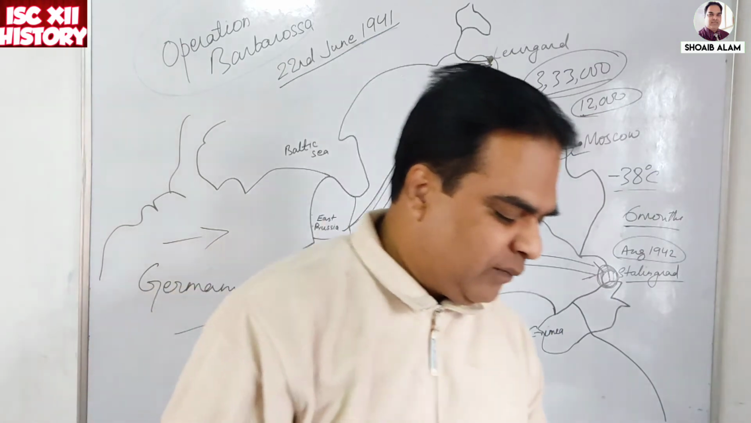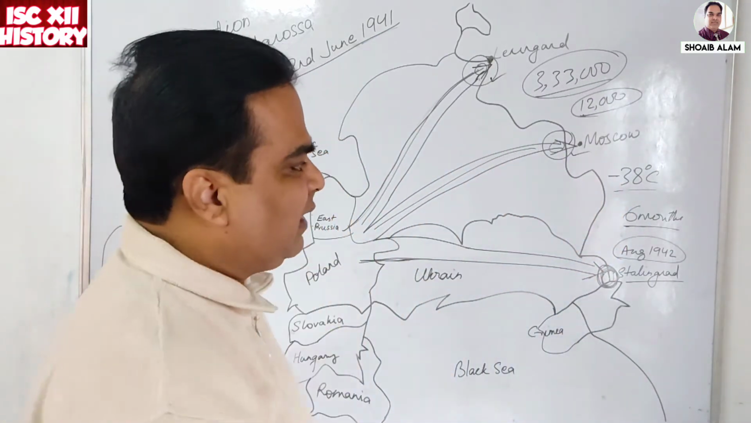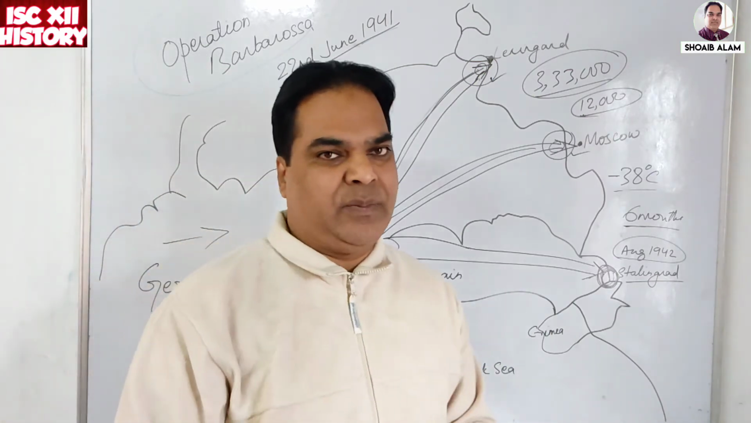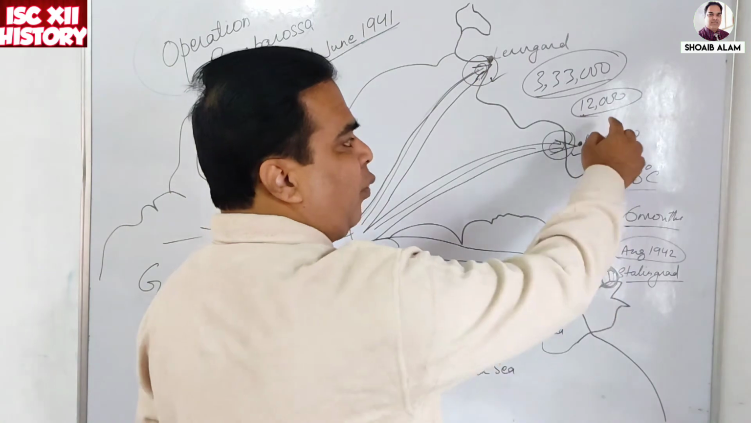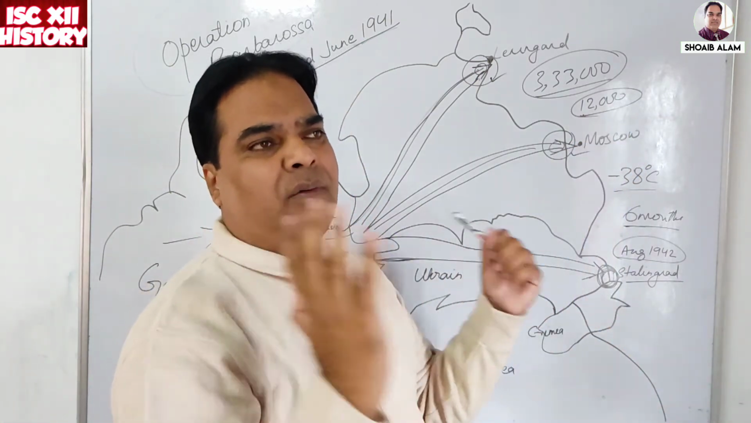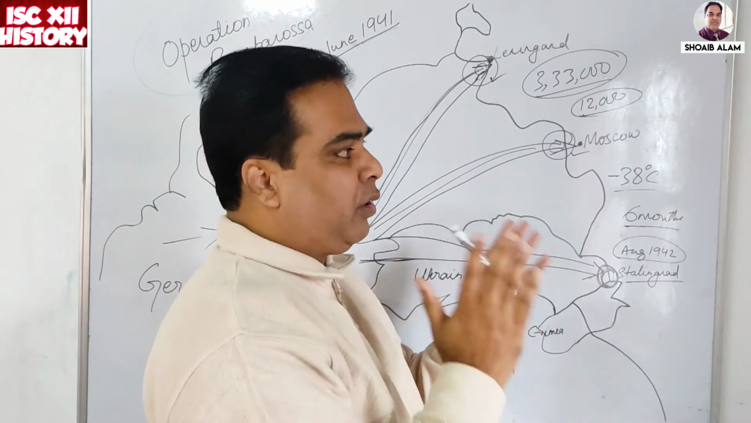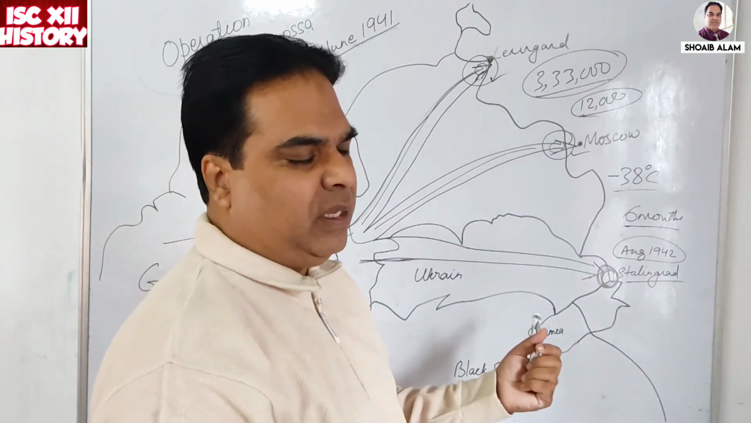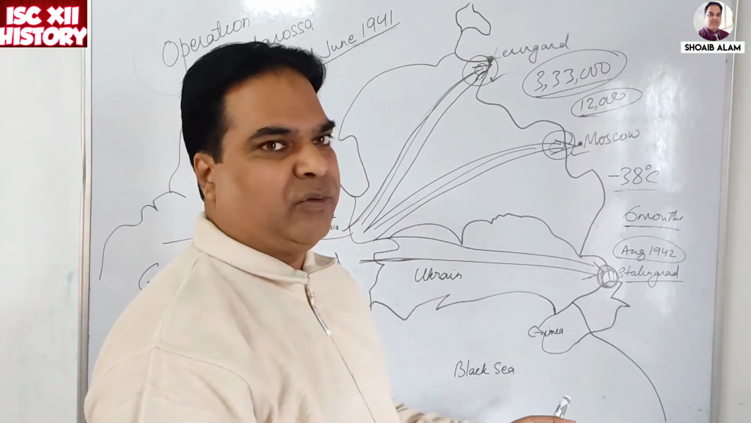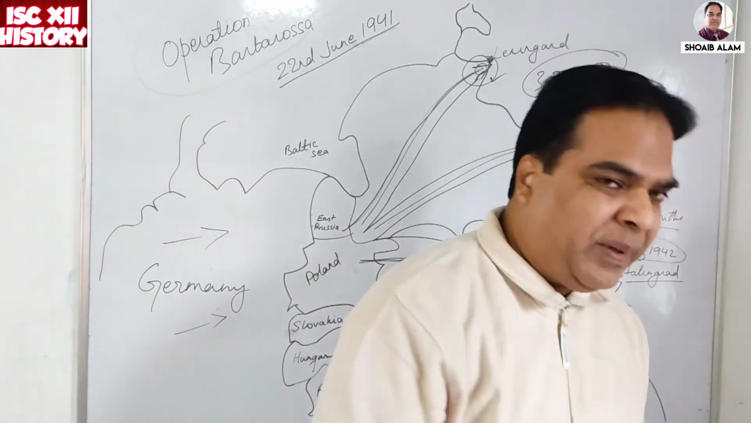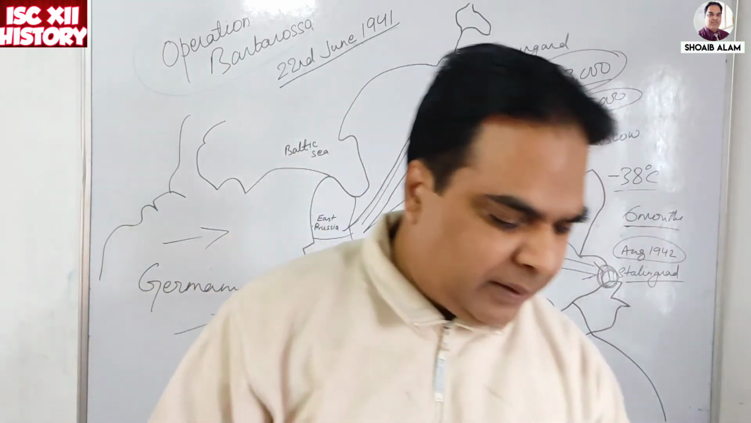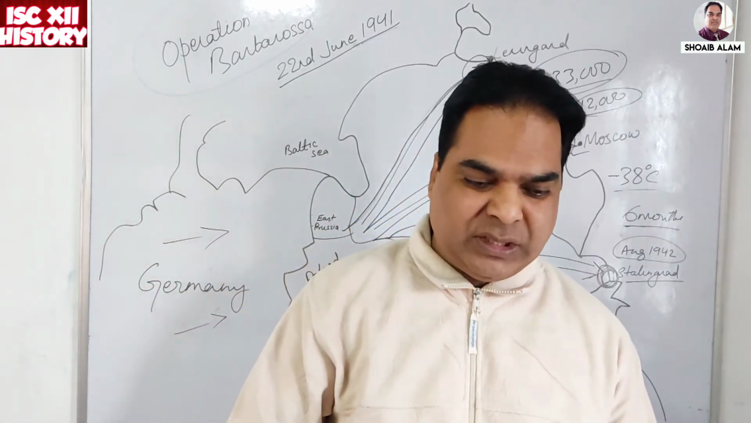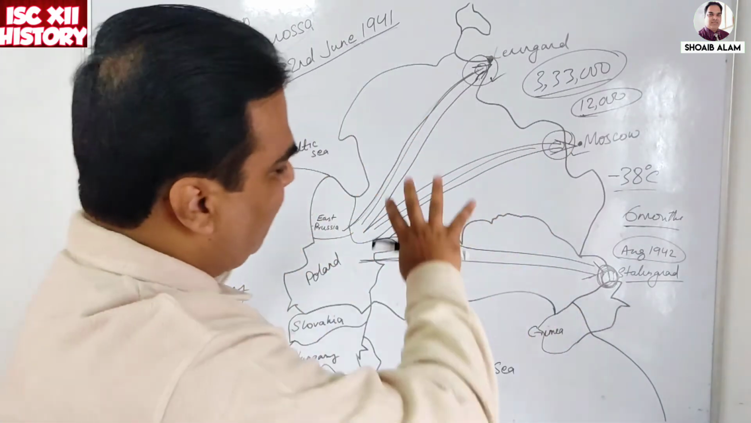So Operation Barbarossa was the beginning of the end of Germany, because with 12,000 soldiers he cannot think of a second world war or advance into Russia. That is not at all possible. That is why Germany completely lost ground in the Second World War. The biggest mistake of Germany was that they underestimated Russia to a large extent. Now I hope you all have understood this.